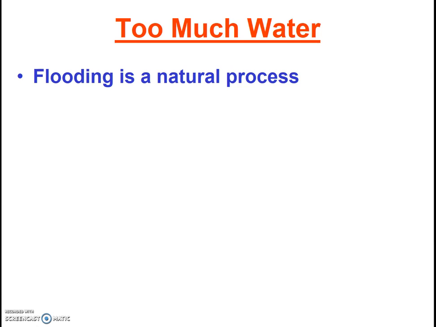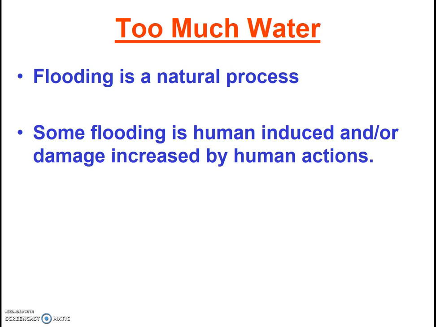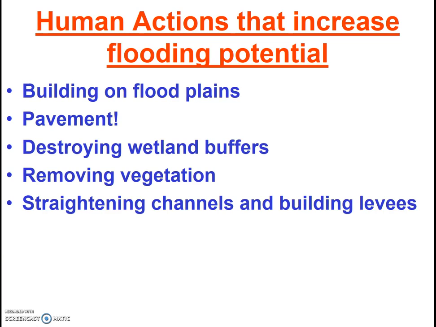Consider the Central Valley. Even though flooding is a natural process, flood damage is often increased due to human actions. Pause the video for a moment and consider how each of these actions might increase the flooding potential or the flooding damage in a particular region.